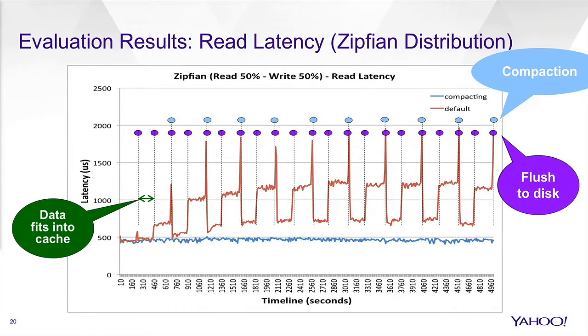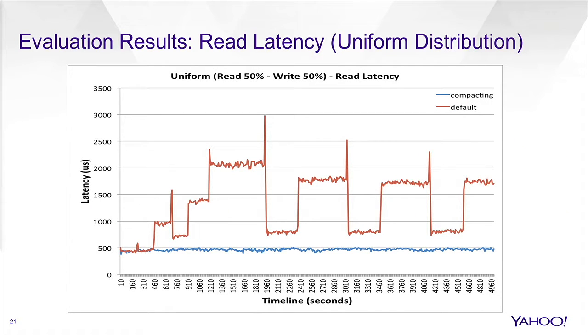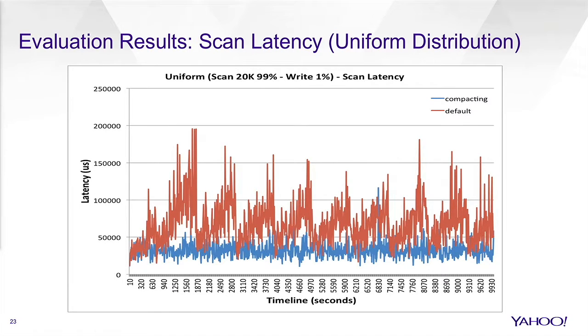Okay, this was Zipfian distribution. And here we have uniform distribution. It looks a little different, but again, you have all the flushes to the disk, and we still serve from RAM. And we can take a look at scans. Scans are more noisy, but still you can see that the blue scans can be seen underneath the red ones. Questions so far?